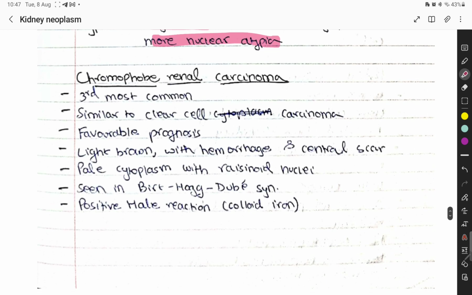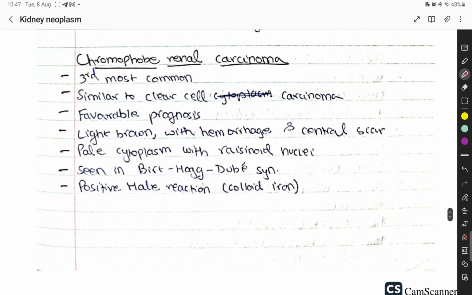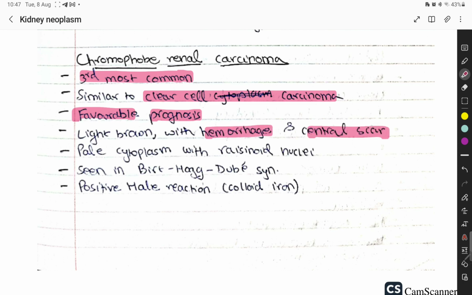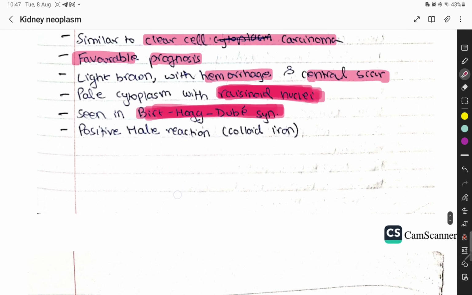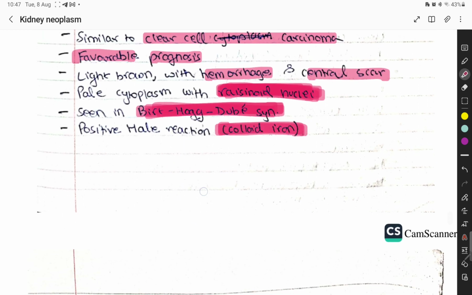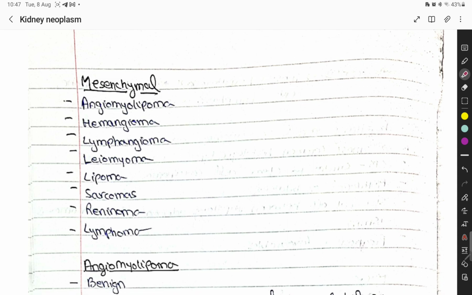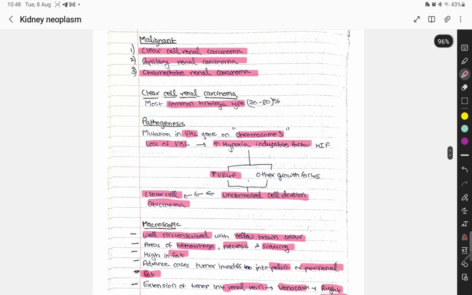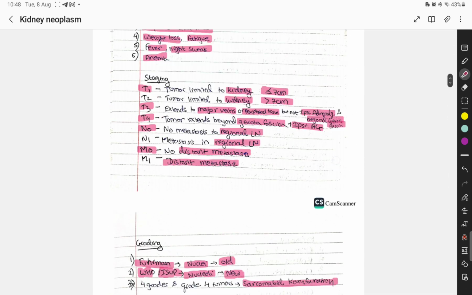Okay, and then you have chromophobe renal carcinoma. It is the third most common, similar to clear cell carcinoma. Okay, prognosis is favorable. Light brown with hemorrhage and central scar. Pale cytoplasm with raisinoid nuclei. Okay, seen in Birt-Hogg-Dubé syndrome. Positive Hale reaction, which is colloidal iron. Okay, that was it for the epithelial tumors, benign and malignant.